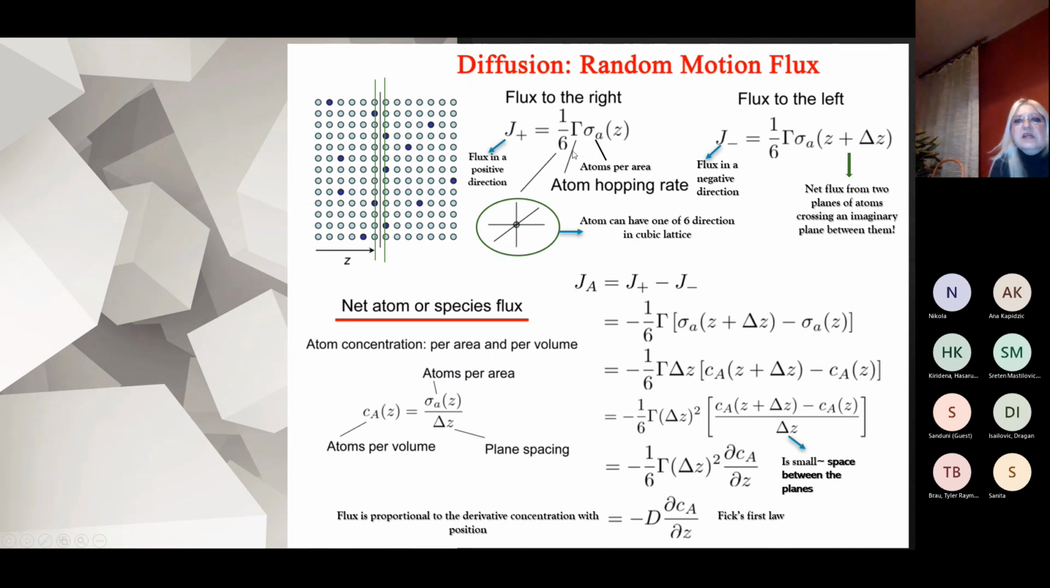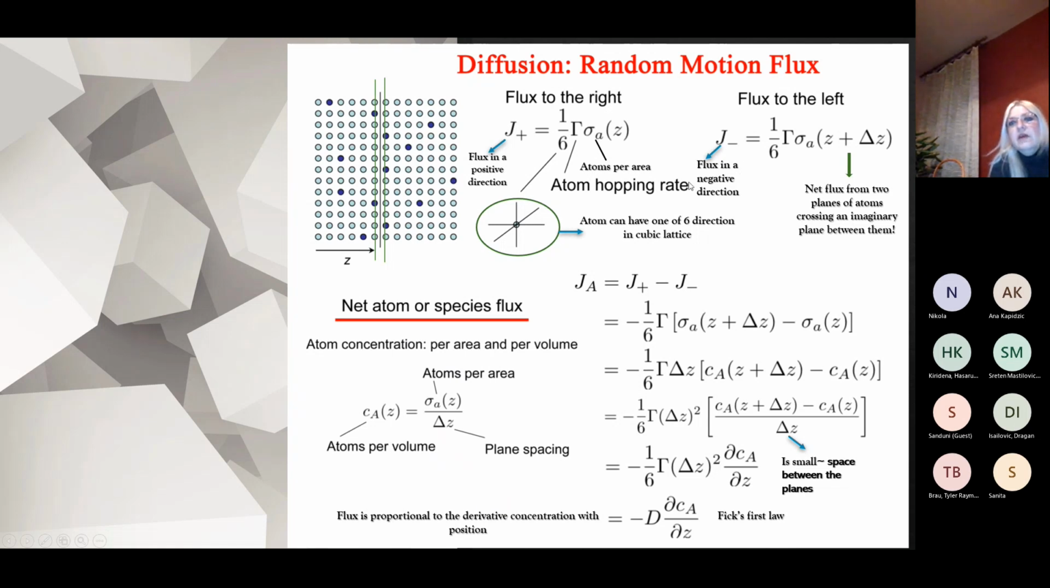And then we have the atom hopping rate in the expression for the flux. That is just the atoms which move or hop to different positions and in different directions. And here we have atoms per area. And here on the right side, we have an expression for the flux to the left side.